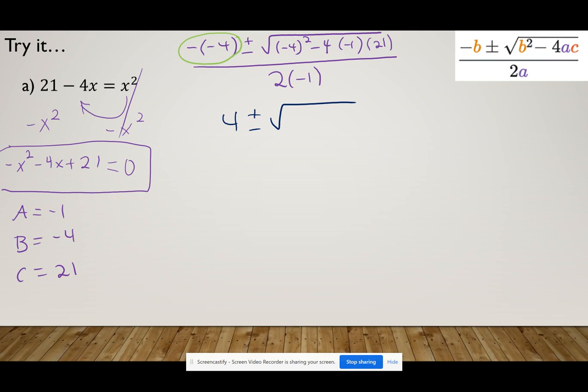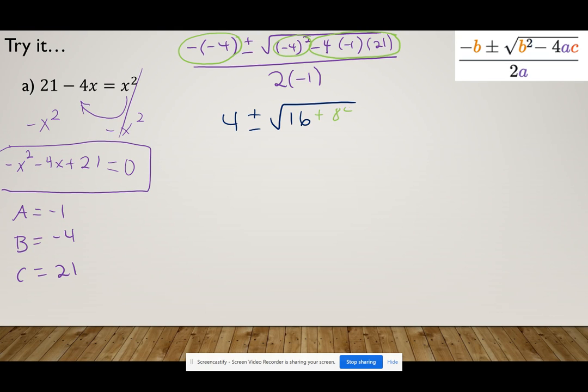Okay, the next piece we're going to do is this piece right here. So negative 4 squared. We had that in the last problem. Negative 4 times negative 4 is positive 16. So 16. All right, the next part, we're going to do all of this in one piece. So negative 4 times negative 1 times 21. Okay, so if you do negative 4 times negative 1, you get positive 4. Positive 4 times 21 is 84.